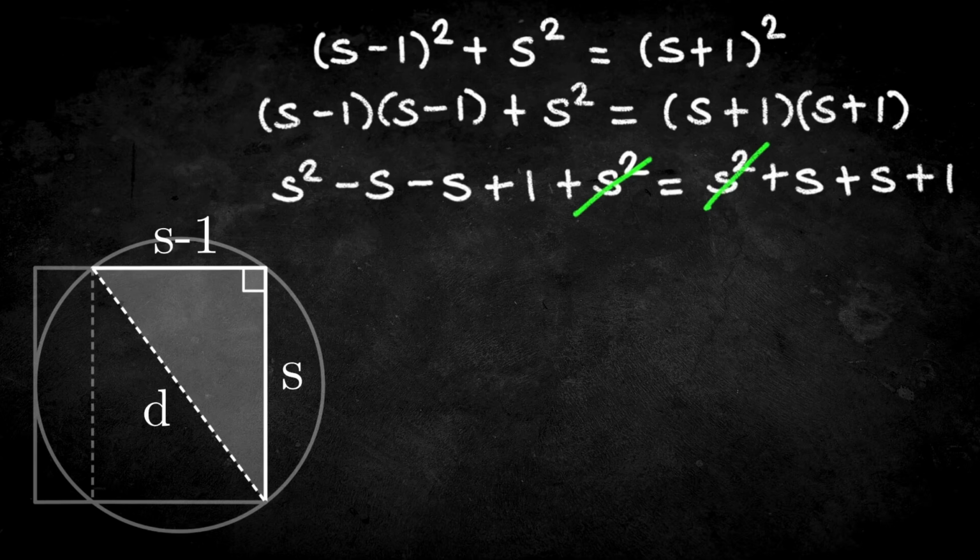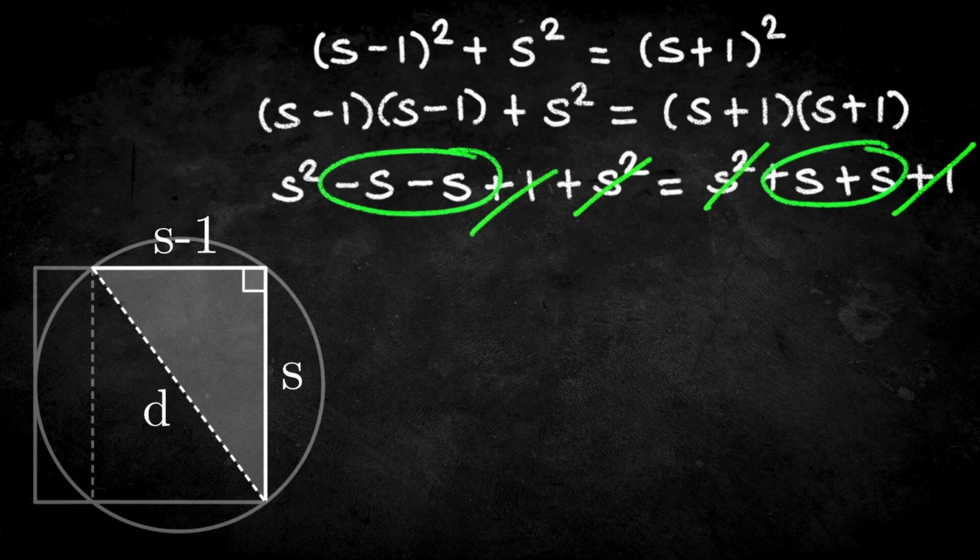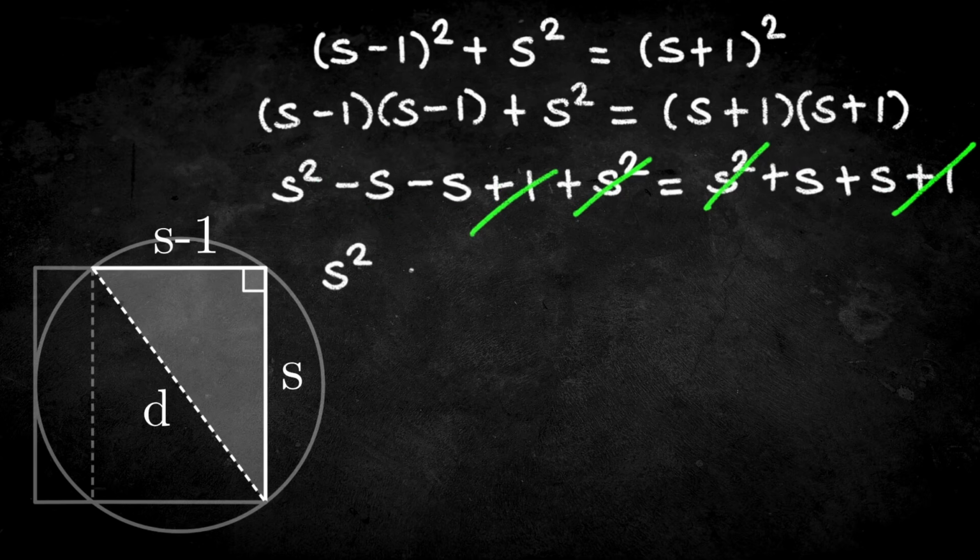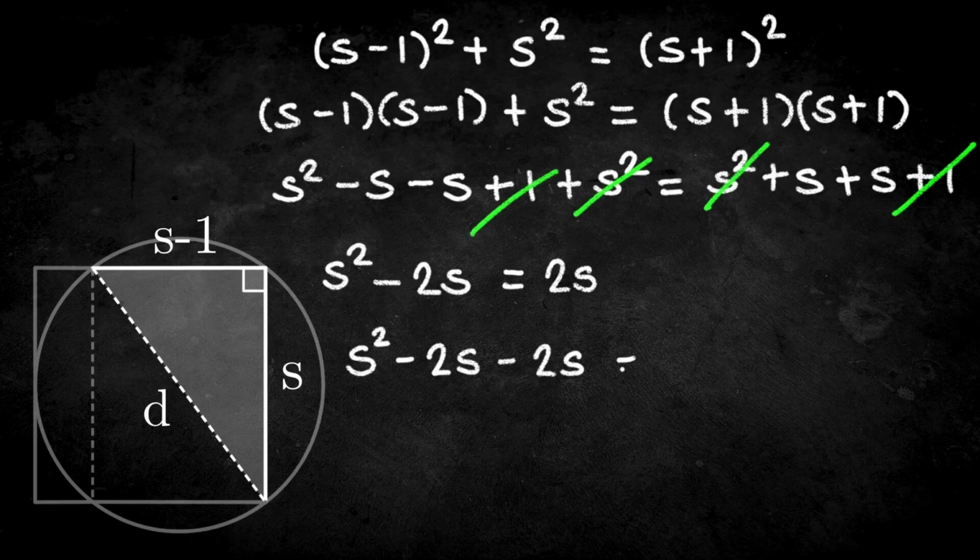We can cancel out s squared and also 1 on both sides of the equation. Negative s minus s is negative 2s, while s plus s is 2s. The equation becomes s squared minus 2s is equal to 2s. Transpose 2s to the other side. We get s squared minus 2s minus 2s is equal to 0. Combine like terms to get s squared minus 4s equals 0.